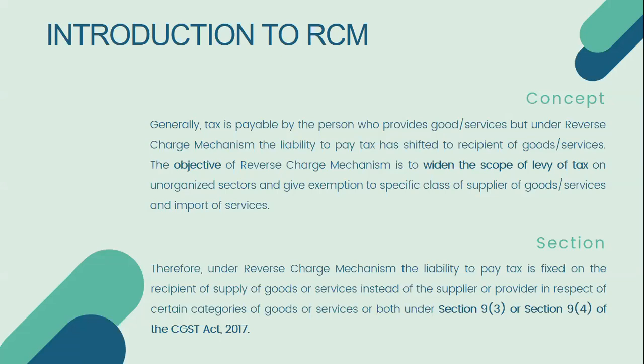The objective of reverse charge mechanism is to widen the scope of levy of taxes on unorganized sectors and give exemption to a specific class of suppliers of goods, services, and import of services. So therefore, under reverse charge mechanism, the liability to pay tax is fixed on the recipient of supply of goods or services instead of the supplier or provider in respect of certain categories of goods or services or both under Section 9 subsection 3 or Section 9 subsection 4 of the CGST Act 2017. Let's move forward.